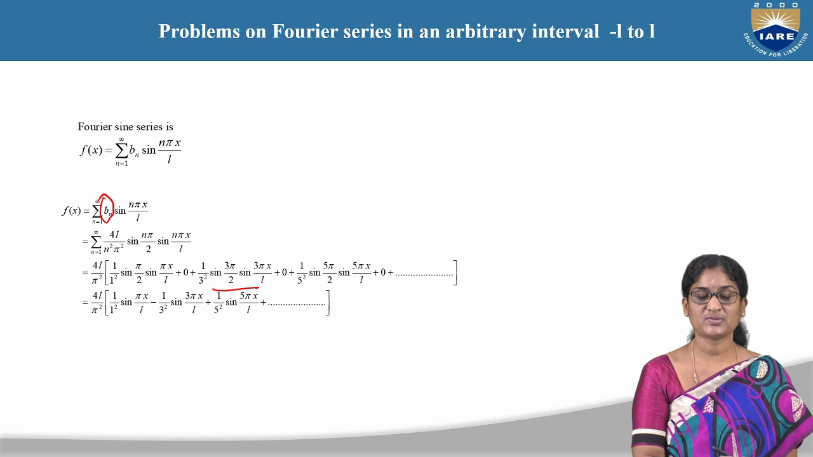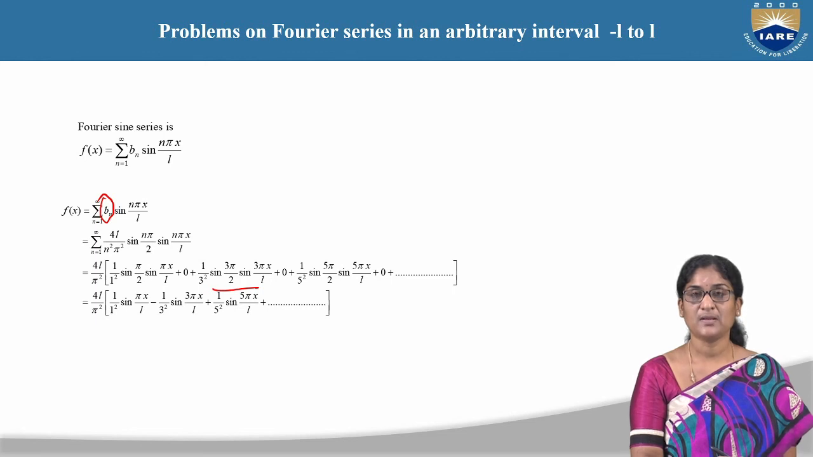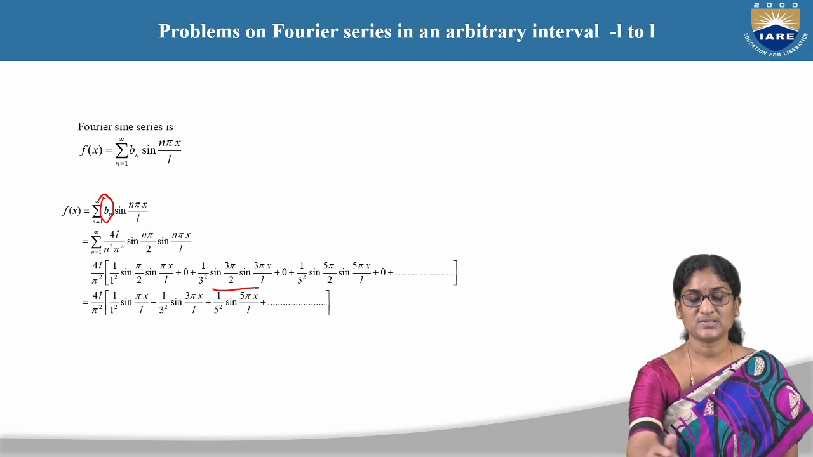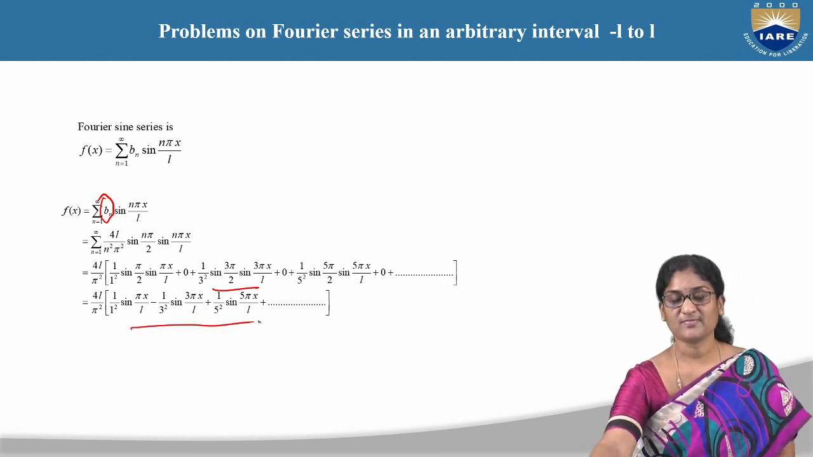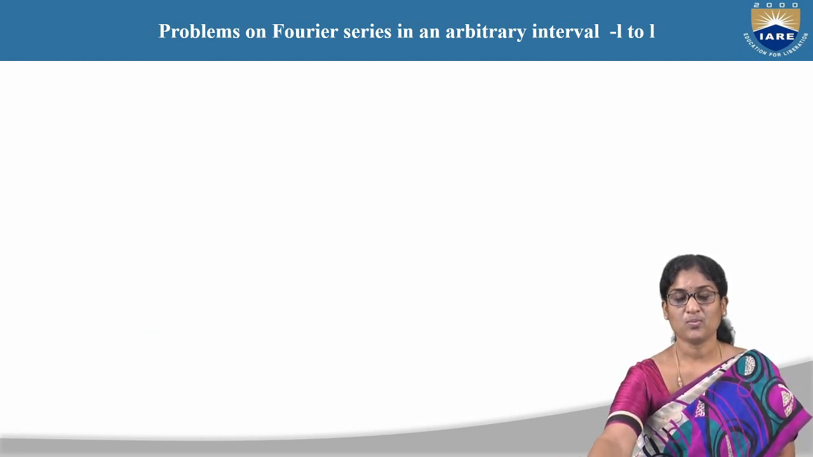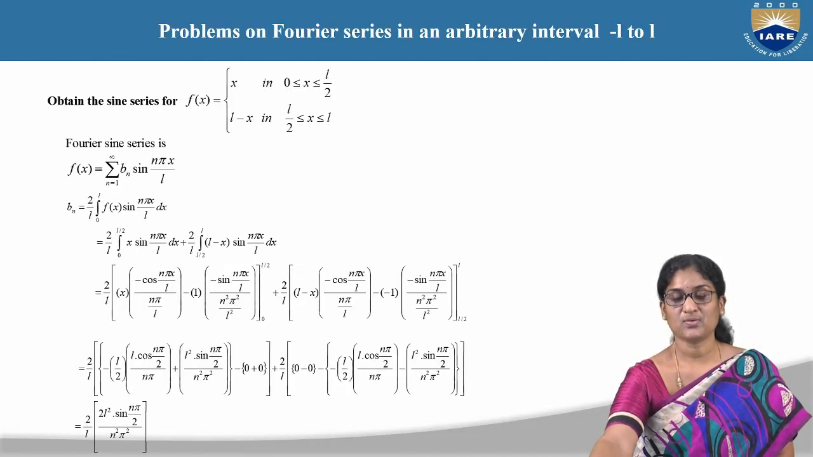to be 4L by pi square, 1 by 1 square sine pi x by L minus 1 by 3 square sine 3 pi x by L plus 1 by 5 square sine 5 pi x by L, and so on. So this is the required expansion for the given function in the interval minus 1 to 1. So that is how we can do the problems in the Fourier series of minus 1 to 1.